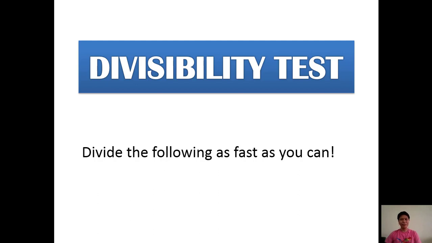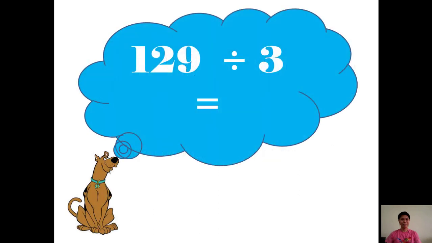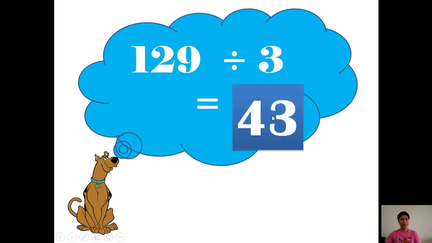Let's start with the divisibility test. Can you divide the following as fast as you can? Start. 129 divided by 3. Answer is 43. How can you do it fast? First, we are going to divide this 12 by 3. 12 divided by 3 is 4, and 9 divided by 3 is 3. Therefore, the answer is 43.